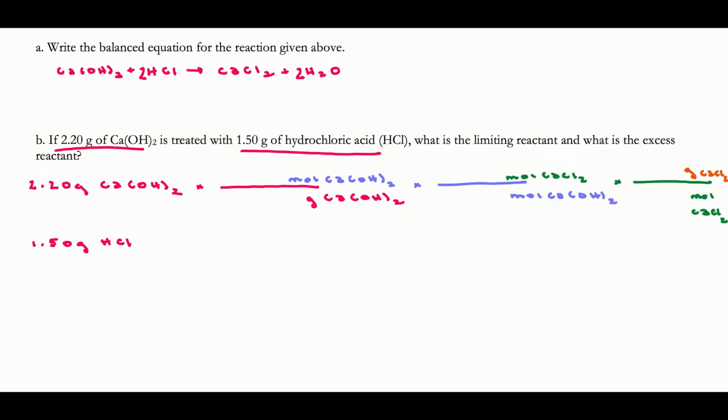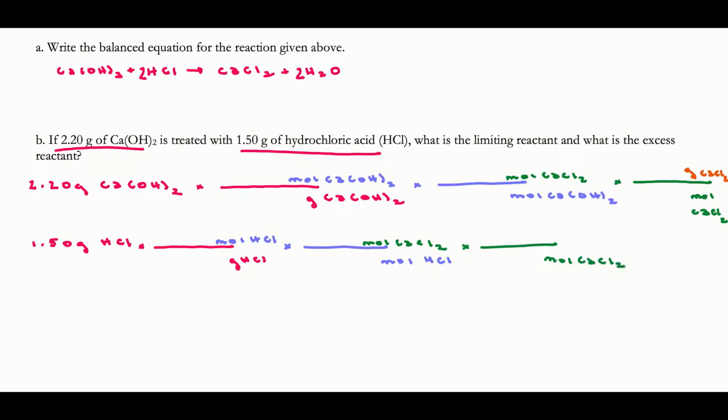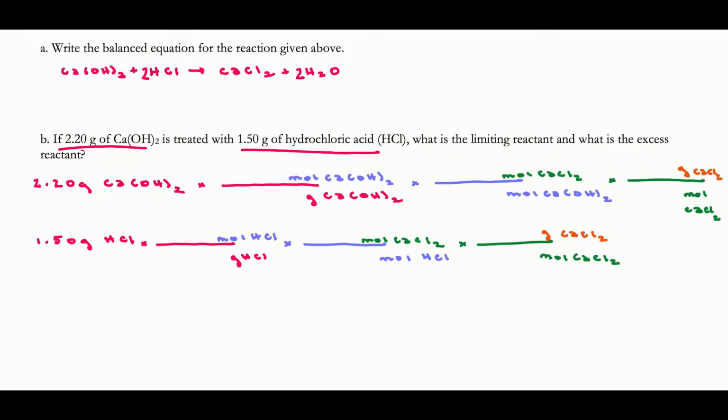Okay, I'm going to do the exact same thing, but now for the hydrochloric acid. Okay, so I'm going to get out of grams of hydrochloric acid into moles of hydrochloric acid. Okay, then out of moles of hydrochloric acid into moles of calcium chloride now. Okay, then out of moles of calcium chloride and into grams of calcium chloride. All right, so let's plug in our conversion factors.